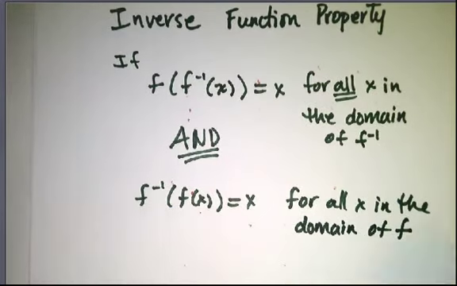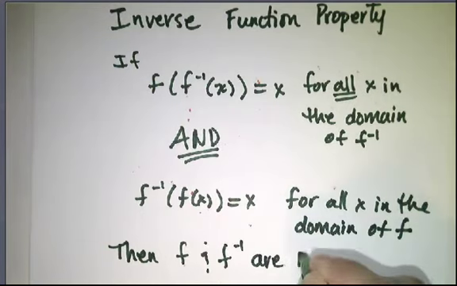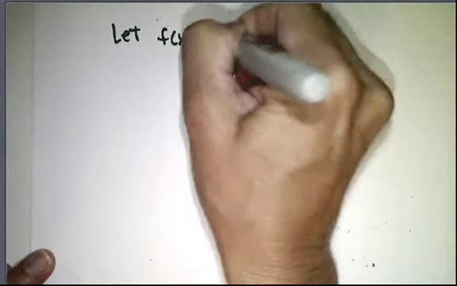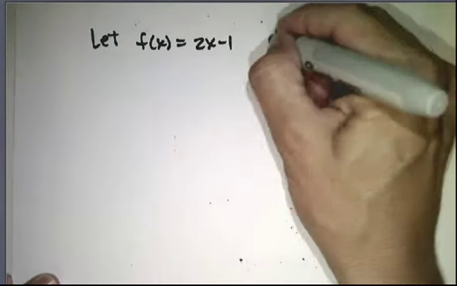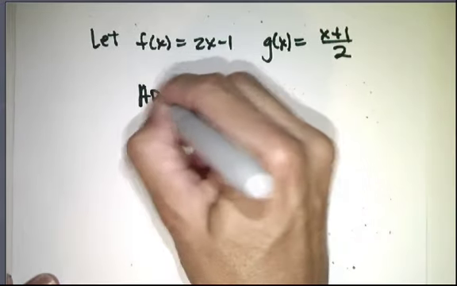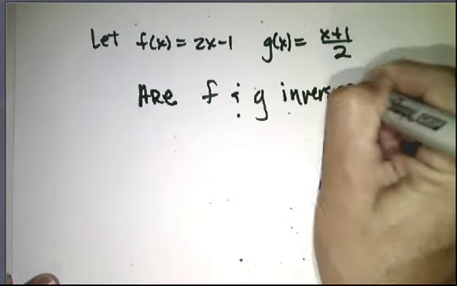Then, if those things are both true, then f and f to the negative 1, or f inverse, are inverses of each other. Okay, well, let's see algebraically an example. Okay, so let's just test. Let's let f of x be equal to 2x minus 1, and g of x is going to be equal to x plus 1 over 2. My question for you is, are f and g inverses of each other?